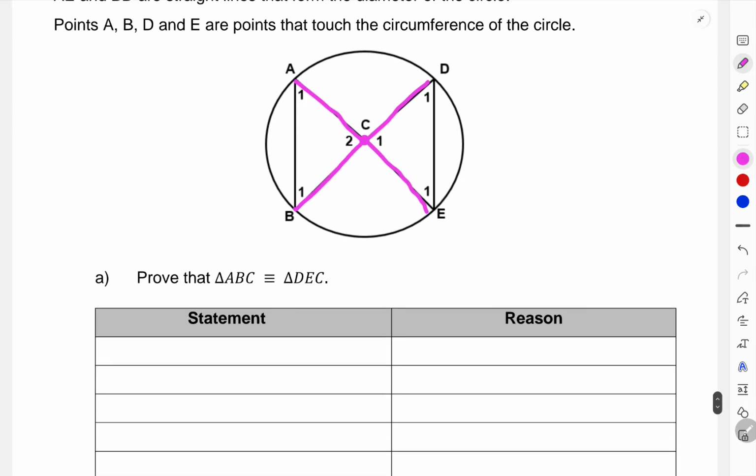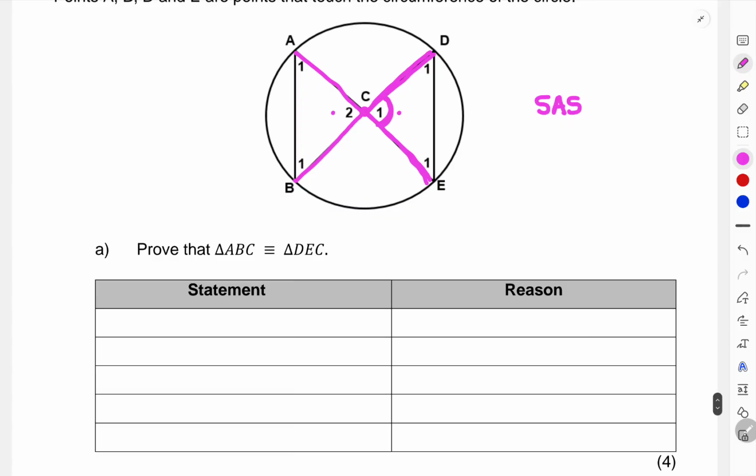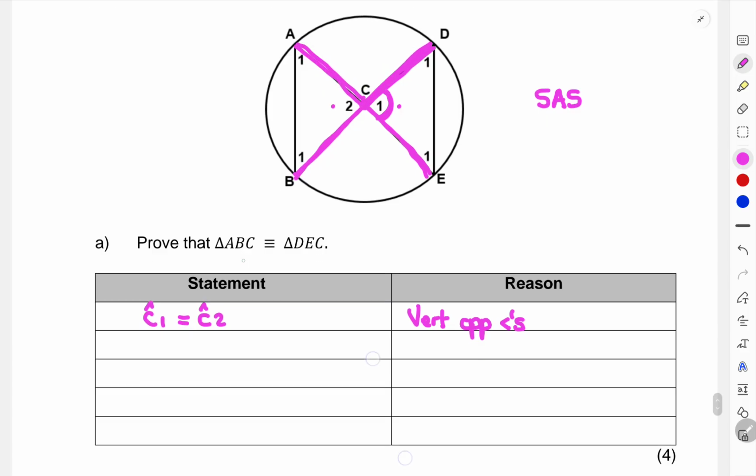Okay, so prove that they are congruent. Congruency, I'm going to prove with side angle side, just to be a little bit faster. Side, the angle, and the side. Why is that? Because C1 is also equal to C2 because of vertically opposite angles. Okay, so I'm going to start with the obvious. C1 is equal to C2, vertically opposite angles. And then is it this one equal to this one or that one equal to that one? Let me look at my picture.